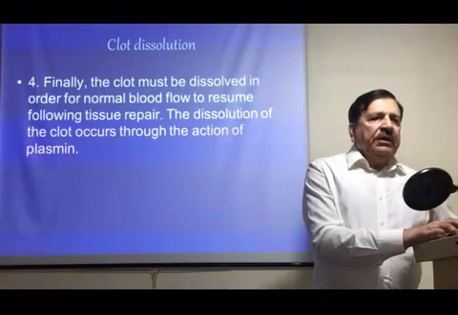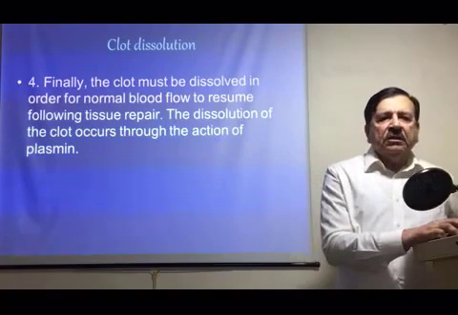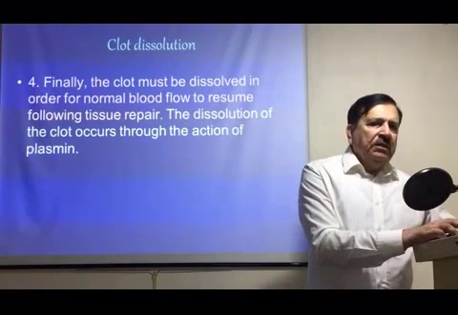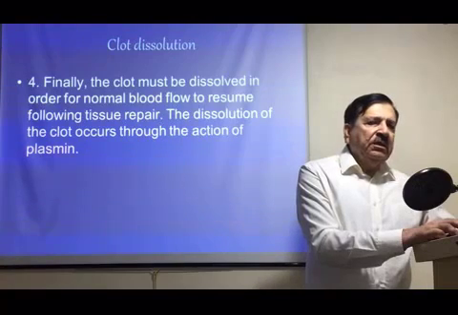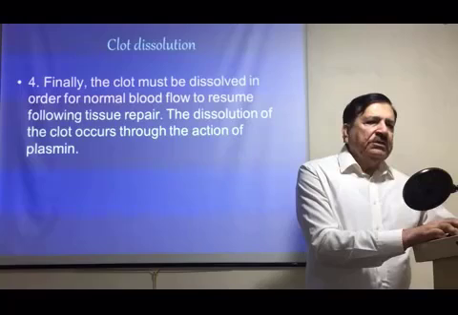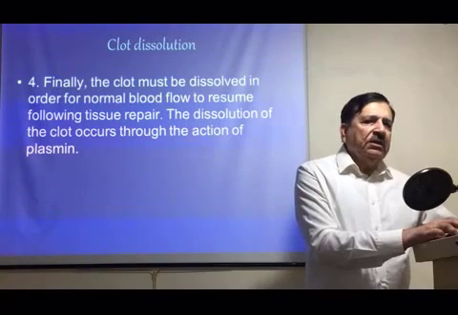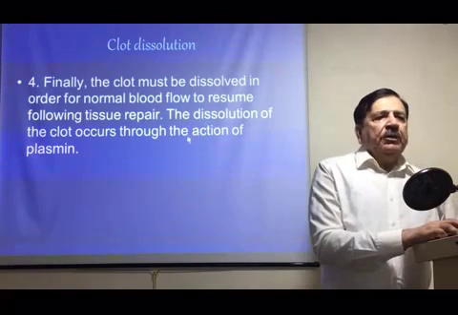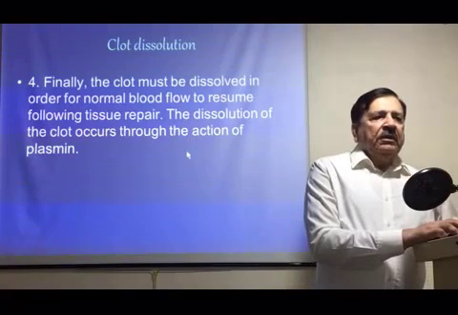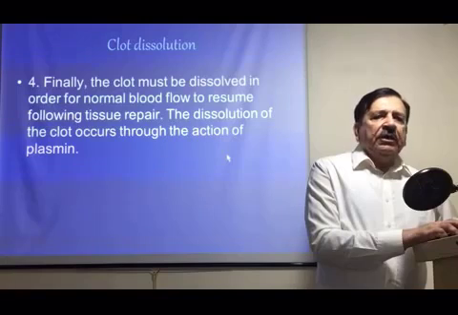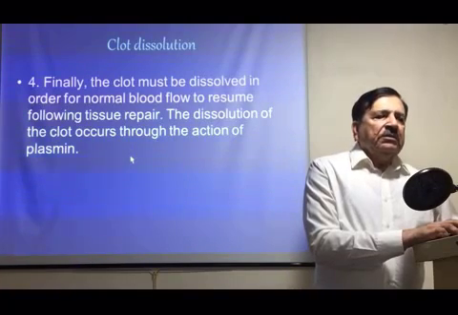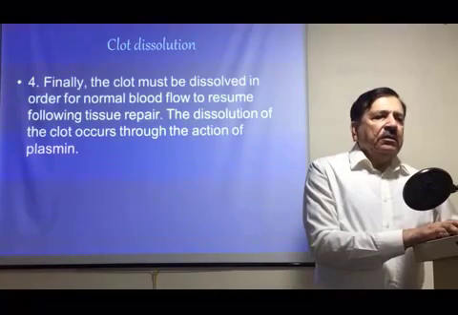Clot dissolution. Finally, the clot must be dissolved. First, the clot is formed. Now, we need dissolution of this clot. You know that when bleeding occurs internally, this is called coagulation, and when it is outside of the blood vessel, it makes a clot. So dissolution of this clot is important because we need the flow of the blood. The dissolution of the clot occurs through the action of plasmin. This substance is present in the plasma and is also produced by the clot itself, and it causes dissolution of the clot which is formed.